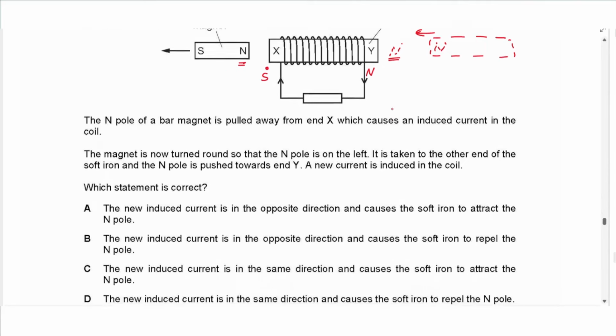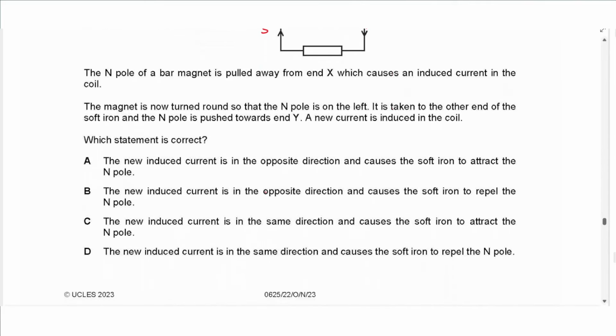So now, which statement is correct? The new induced current is in the opposite direction? No. Same direction, yes. And causes the soft iron to attract the end pole? No, it is repelling the end pole because the end pole is moving towards the coil, so we need to repel it as a reaction. That is Lenz's law. So the answer is D.